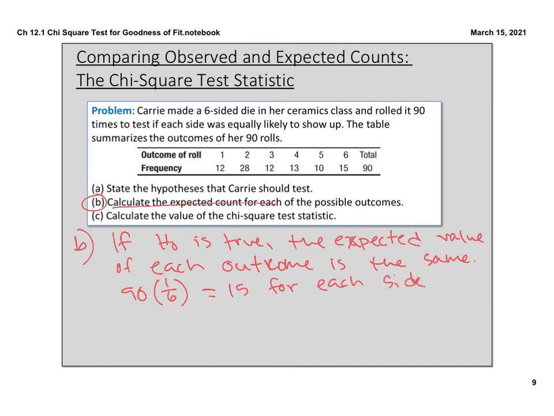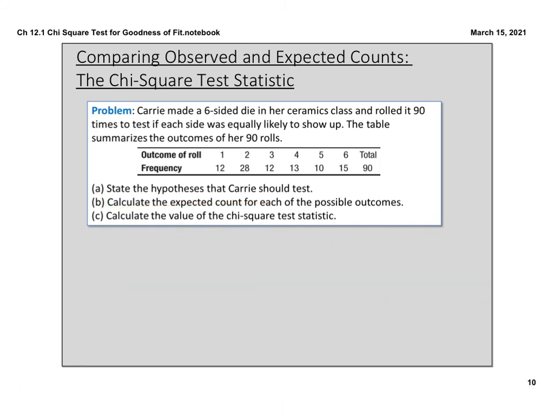Okay, and then you can even go one step further and you can make a table of this. Outcome, and then the expected count. So outcomes are 1, 2, 3, 4, 5, and 6. Expected count for every one of them would be the same, because theoretically, the probability of rolling each side of the die should be the same. So that gives you a total of 90 rolls if you added all those down. Now let's take a look at part C.